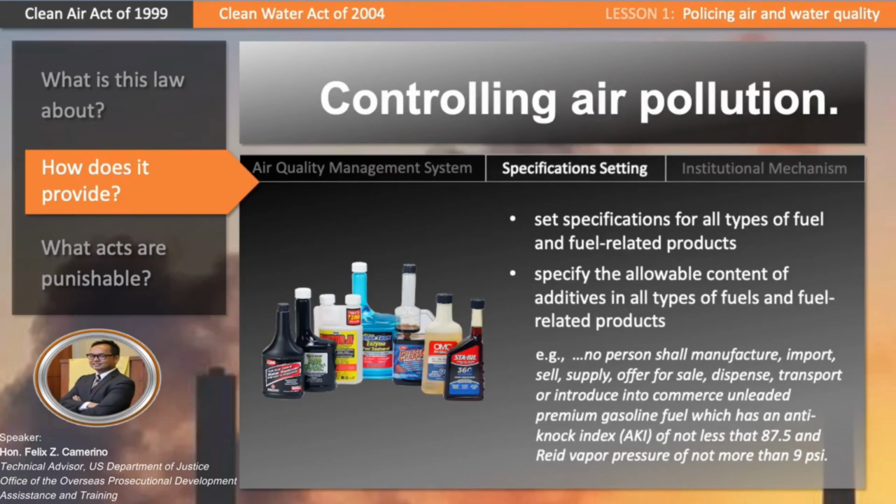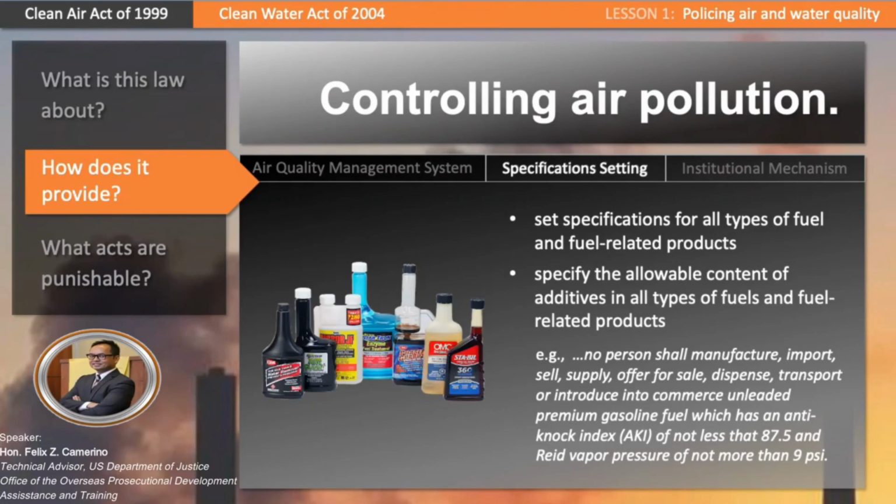That says, in order for this type of gasoline, this unleaded premium gasoline, to be allowed for use, for manufacture, for import, for sales, supply, offer for sale, dispense, transport, or in any other way introduced into commerce, it must meet those conditions. It must meet that specification. So this is an example of what we're talking about as to setting expectations and even specifying the allowable contents of particular additives. So that's an example.